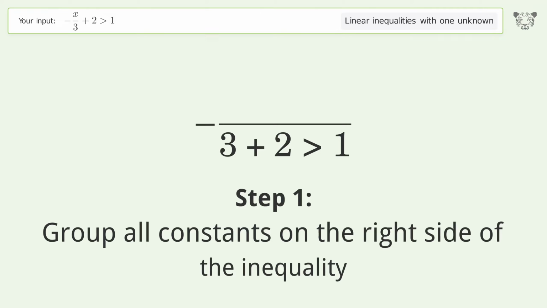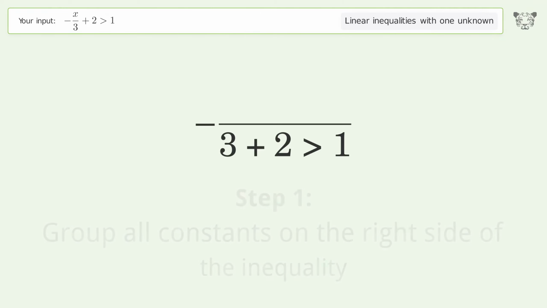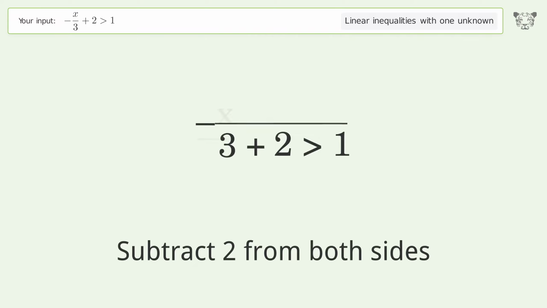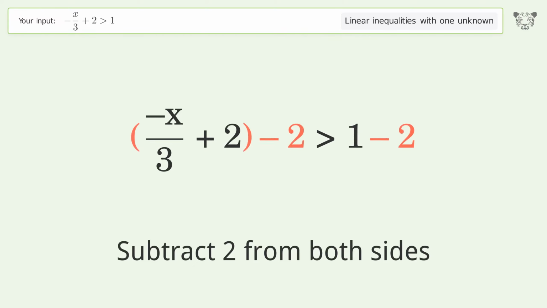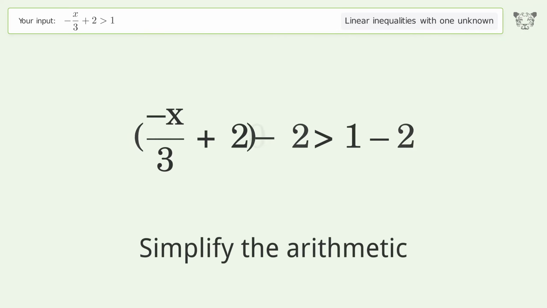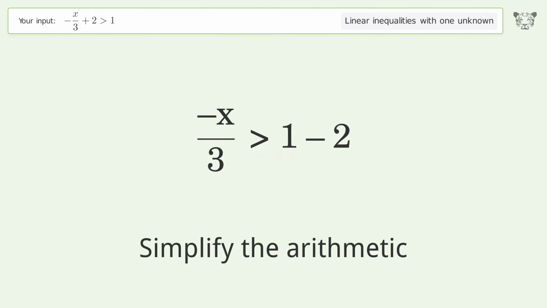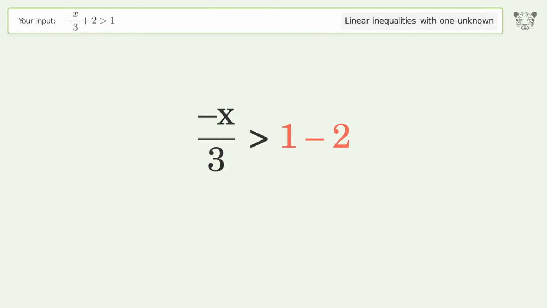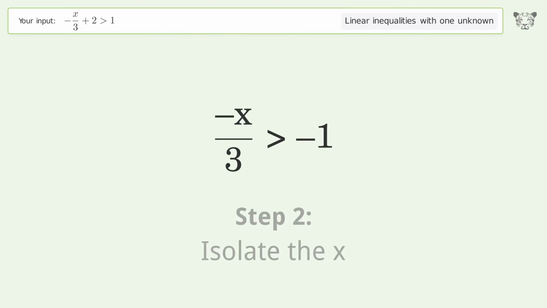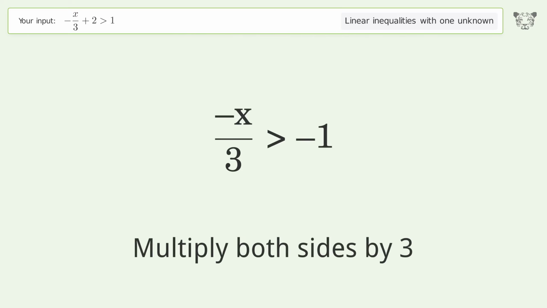Group all constants on the right side of the inequality. Subtract 2 from both sides. Simplify the arithmetic. Isolate the x. Multiply both sides by 3.